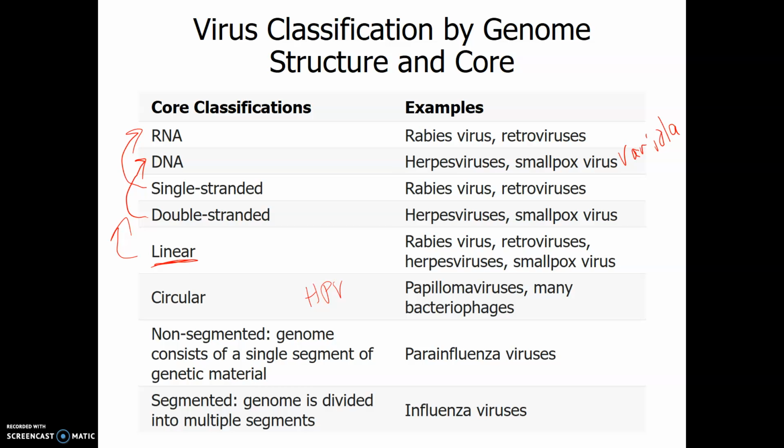And they encourage the little boys to get the vaccine, of course, because then they can't transmit it to a girl. So papillomaviruses like HPV, many bacteriophages, which of course only infect bacteria, will have circular genomes, circular DNA, or circular chromosome. Parainfluenza viruses contain a genome that has a single segment of genetic material, and then influenza viruses, which cause flu, contain segmented genomes. That means the genome is divided into multiple segments.